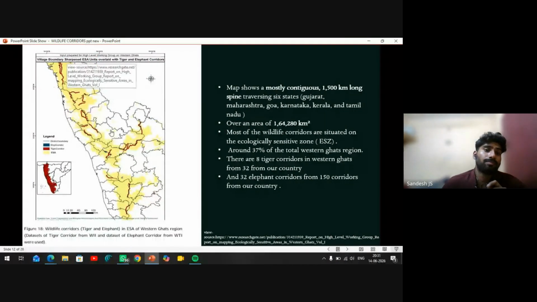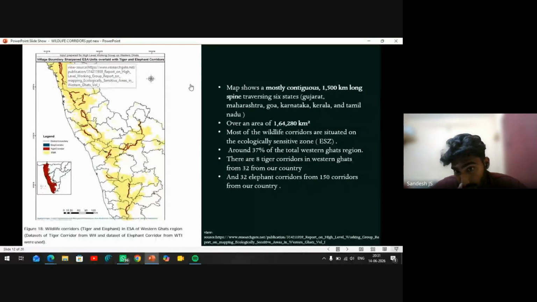So this is a map showing the Western Ghats, our elephant and tiger corridors. It is a 1,500-kilometer long stretch from Gujarat to Kanyakumari in Tamil Nadu, over an area of 1,64,280 square kilometers. In this Western Ghats region, most of the wildlife corridors are present in the ecologically sensitive zone, which is 37% of the total Western Ghats.